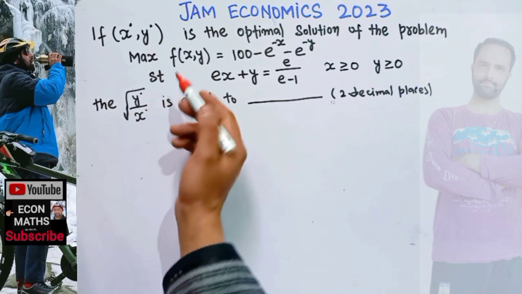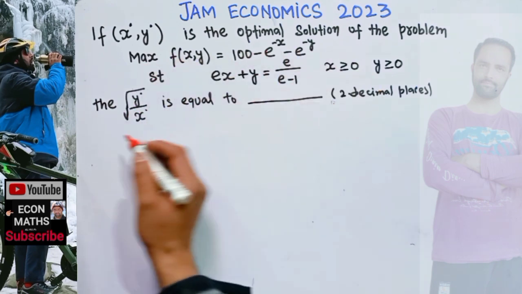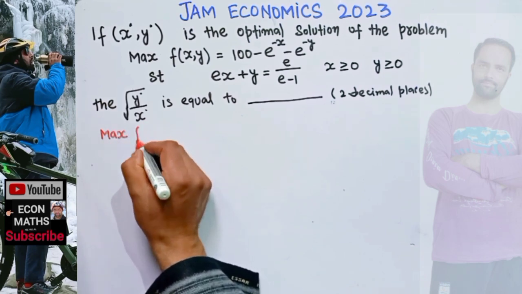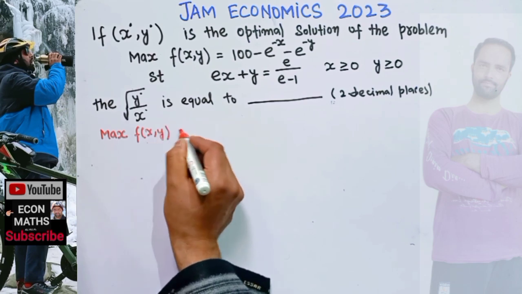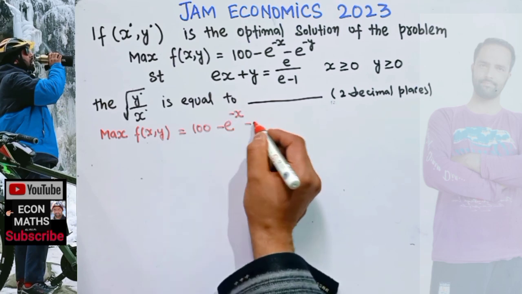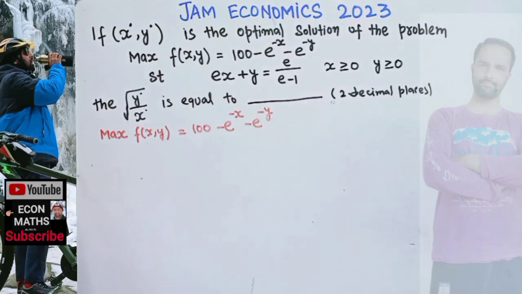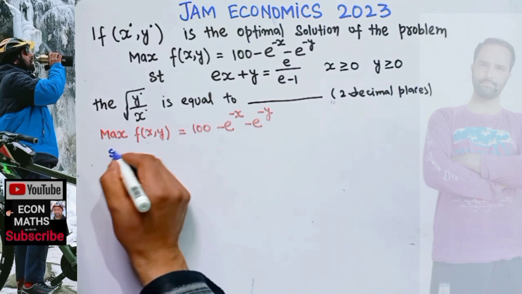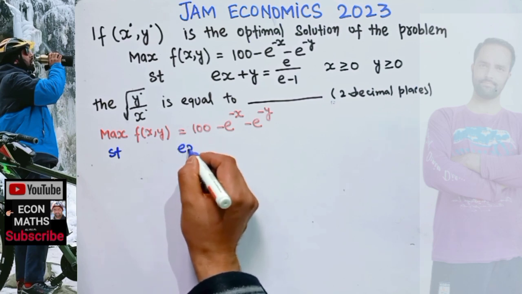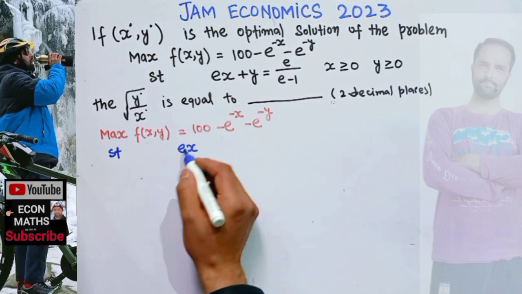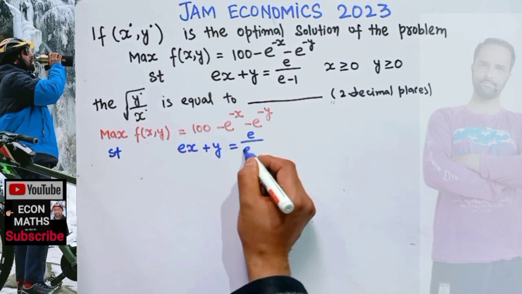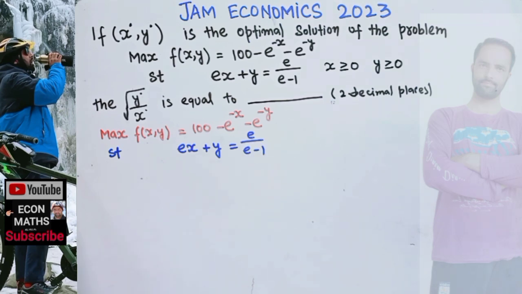So what are we being given? We are being given the objective function. That means we want to maximize our objective function, f(x,y) = 100 − e^(−x) − e^(−y). And we have the constraint here, like the budget constraint in economics, that is e·x, where e is the exponential constant, plus y should be equal to e/(e−1).